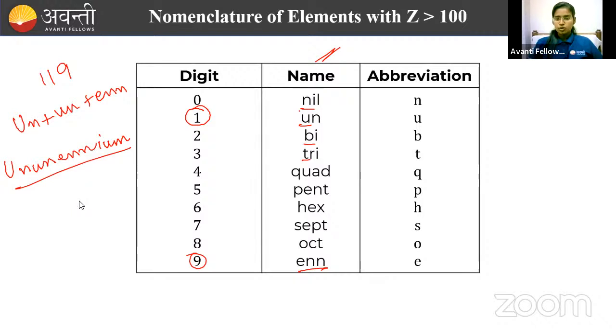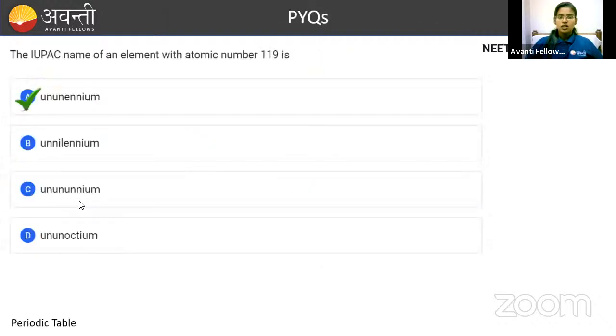Okay, so let me go to the question again. Now you can understand why option A is the correct answer, right? And ennium. Only one letter is changing here between option C and A, so be very, very careful in selecting the correct answers. Oct will come only for 8. And here we have enn, but in option B we have nil. Nil means 0, so that would be 109. But we are asked to find out for 119. So it is ununennium.